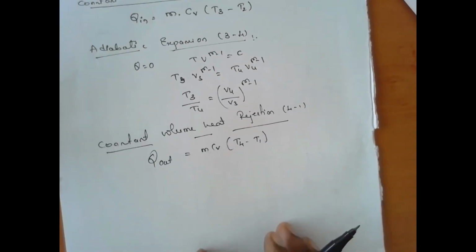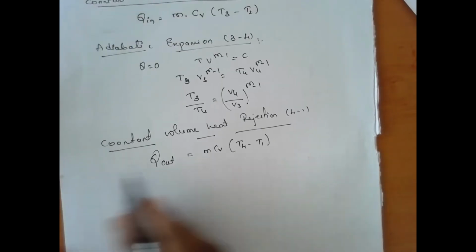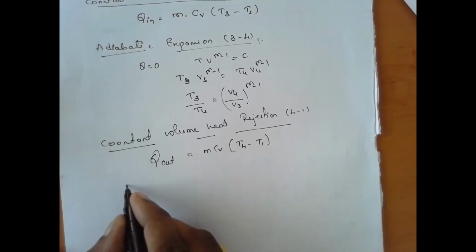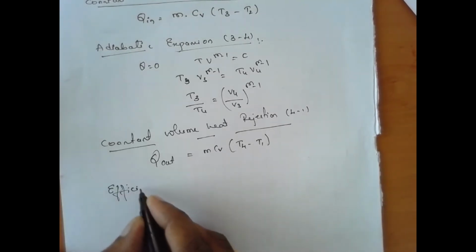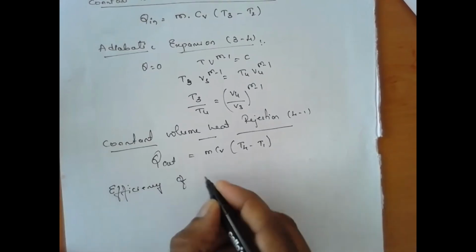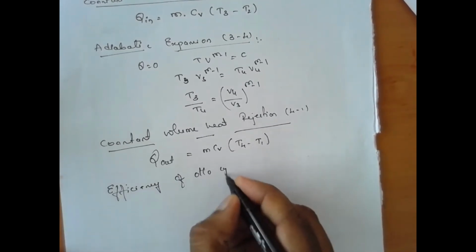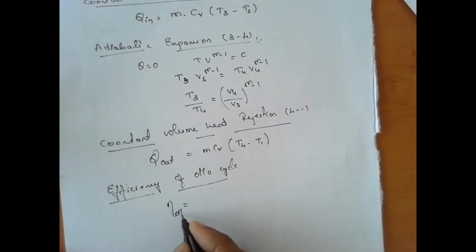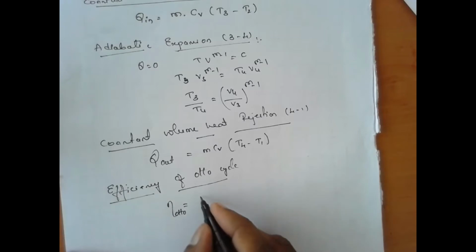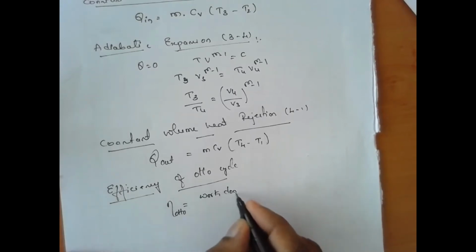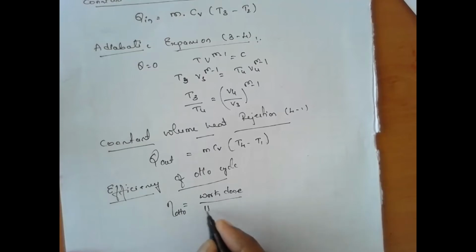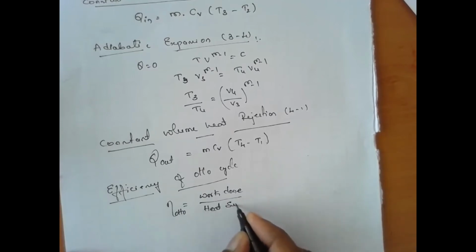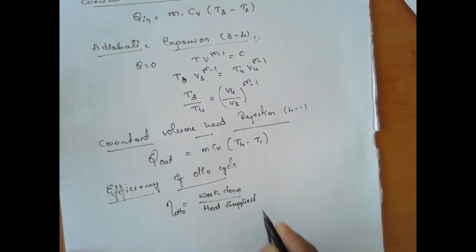So next, our main intention is to derive the expression for the efficiency of the Otto cycle. What is the definition of efficiency? The definition of efficiency is work done by heat supplied.